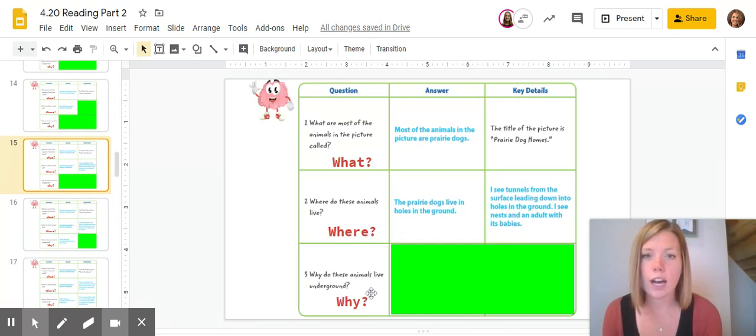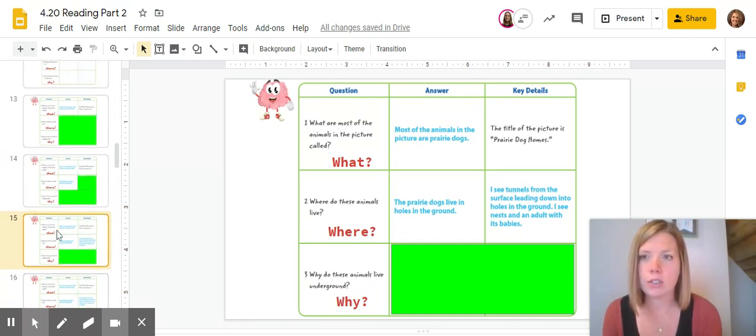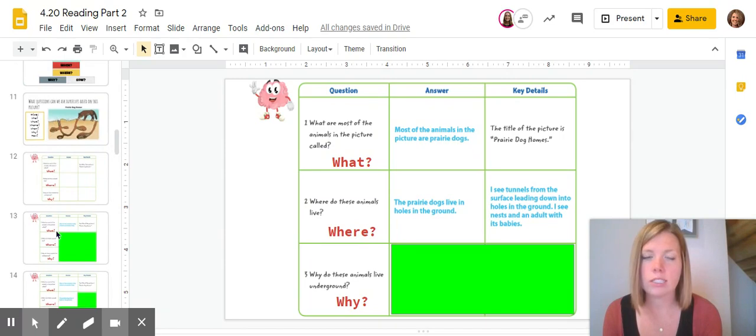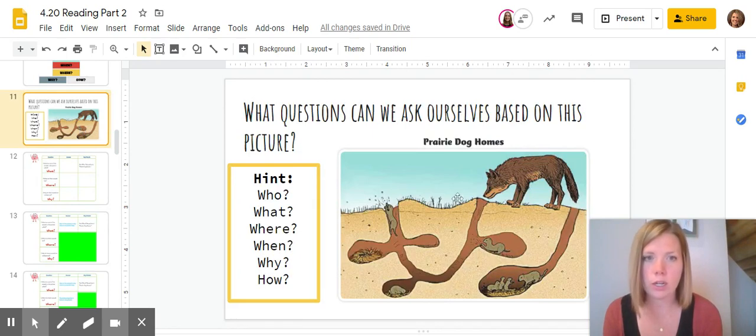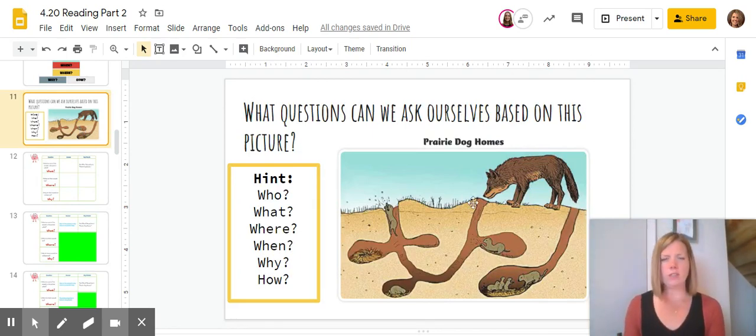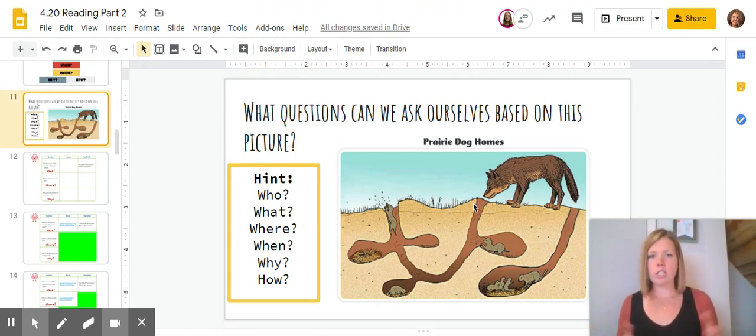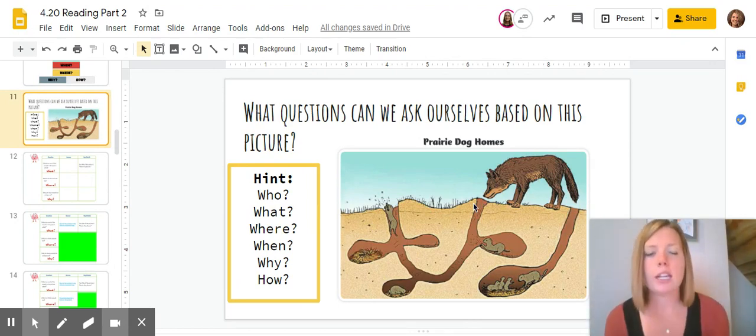Question 3 says, why do these animals live underground? Well, where am I going to go to answer this question? Yes, from the picture or the text. So I want to know, why do those prairie dogs live underground? Well, when I look at this picture, there's no words. There's nothing that says prairie dogs live underground because blah, blah, blah. It's not there. But what I do notice is I see this wolf up here, and he looks to be searching for those prairie dogs.